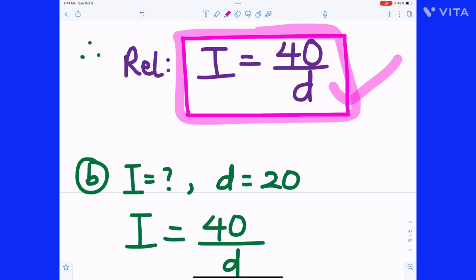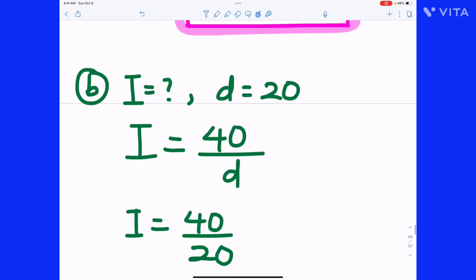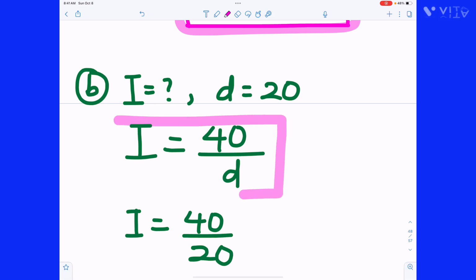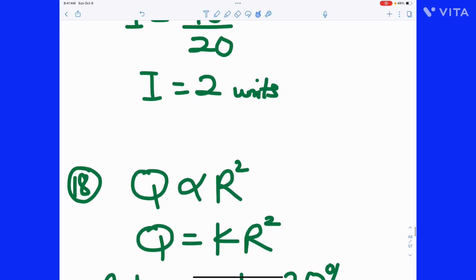The question now says we should find I when D is 20. First thing is to write our relationship out. I is 40 over D. So I will be 40 over D, 20. So I is 2 when D is 20.